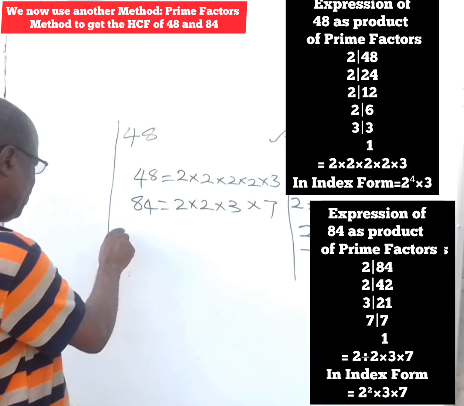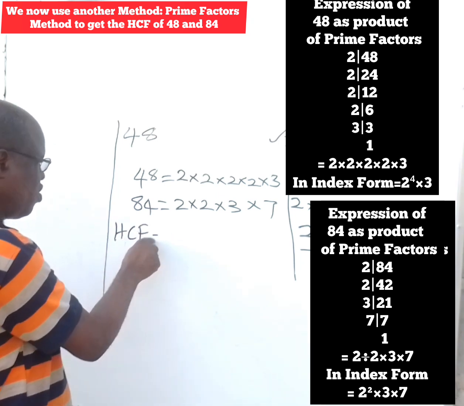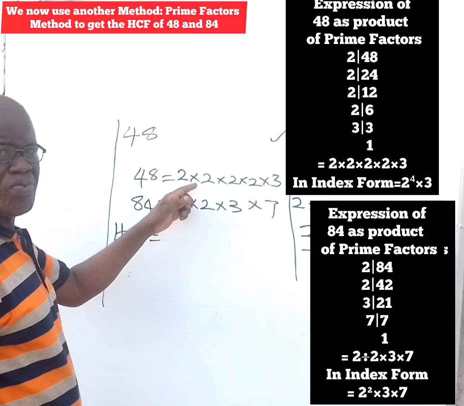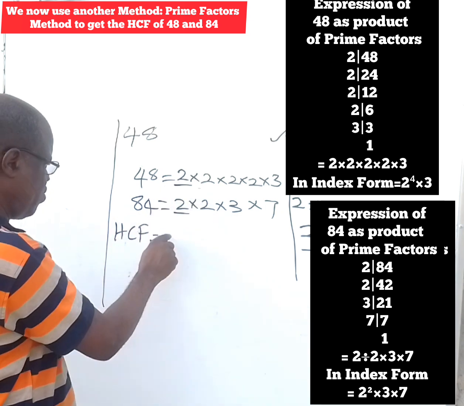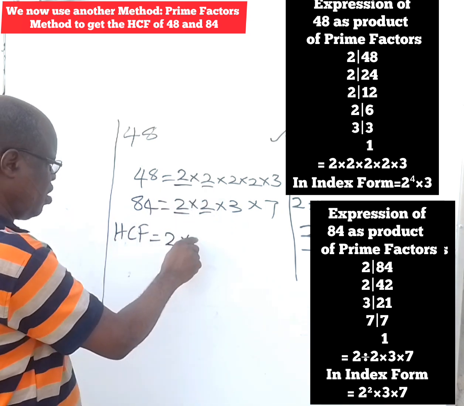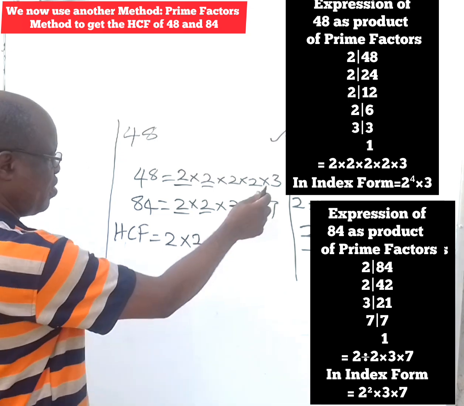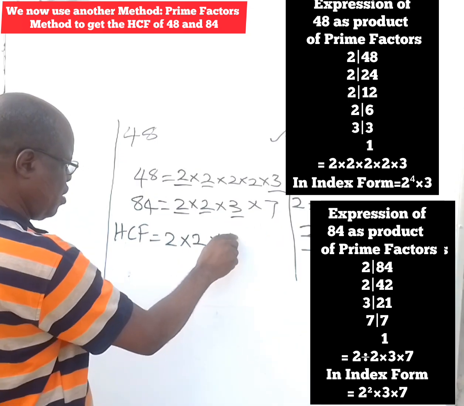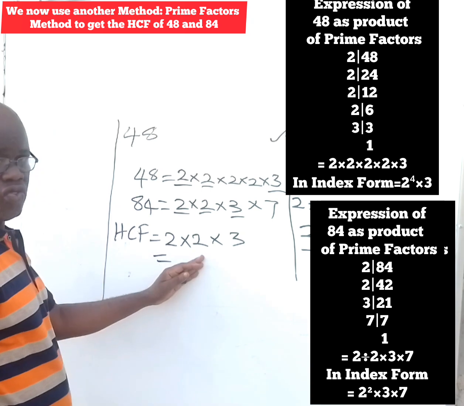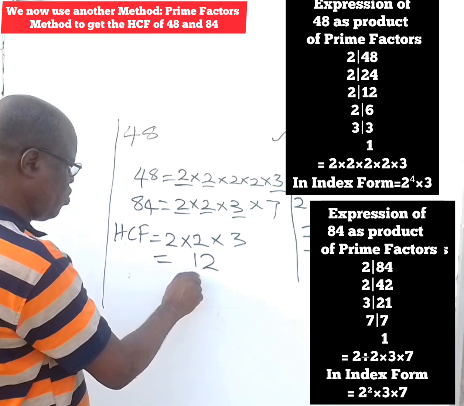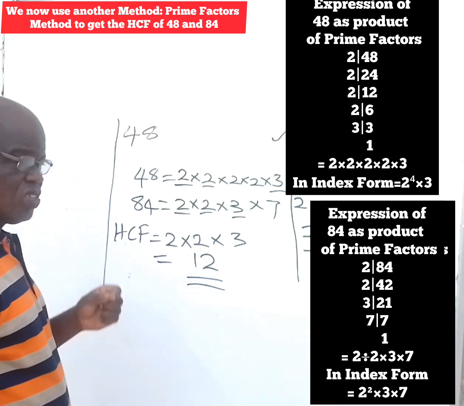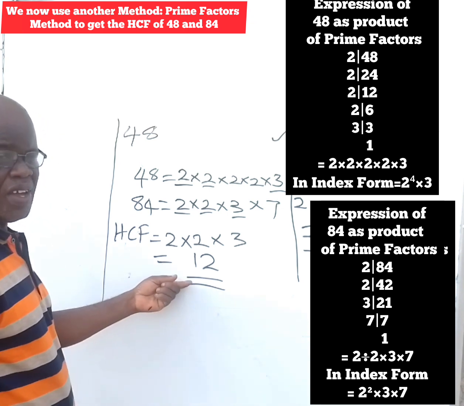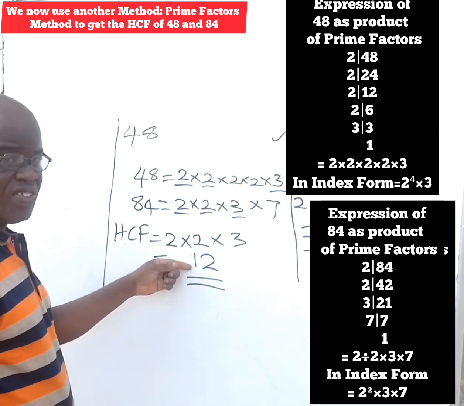Now we are looking for the HCF. So you now look for the numbers that are common up and down. So we have 2 here, then we have another 2 here, then we have 3 here. So 2 times 2, 4, 4 times 3, 12. So by the prime factor method, we get 12. By the continuous division method, we also get 12.